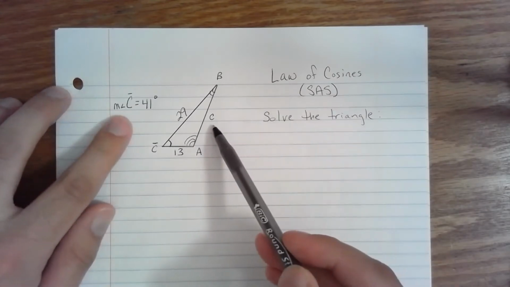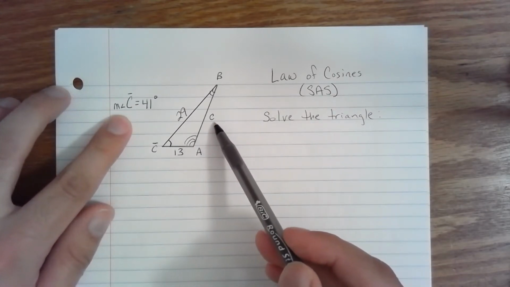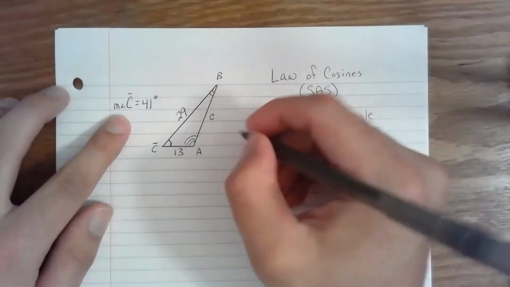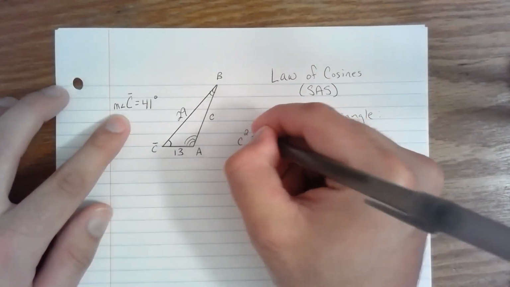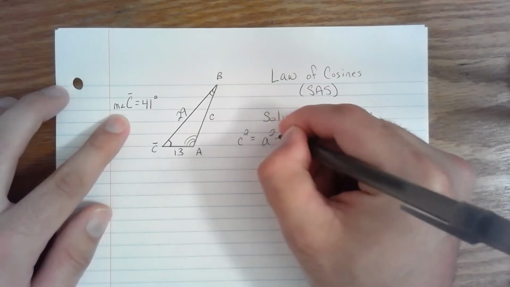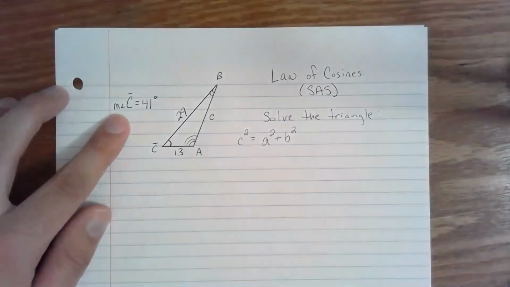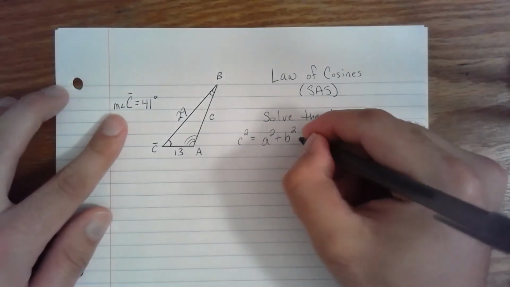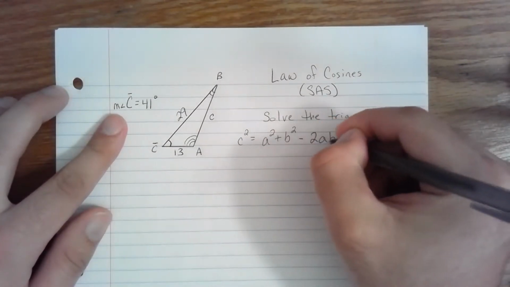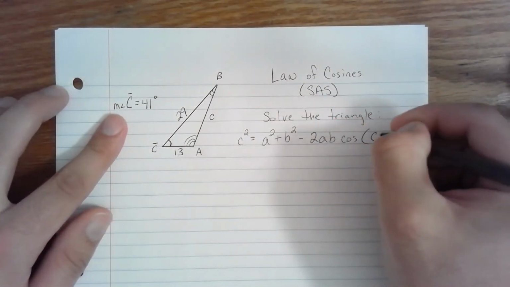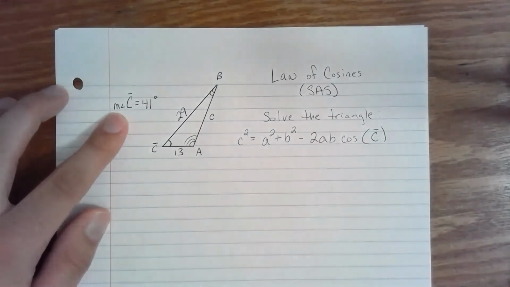I also can tell because I'm given big C, which matches up. I also can just go in and say, well, look, c squared is equal to a squared plus b squared, which, by the way, resembles our Pythagorean theorem, minus 2ab cosine of big C. So I know this is a form that I can use, that I can work with.